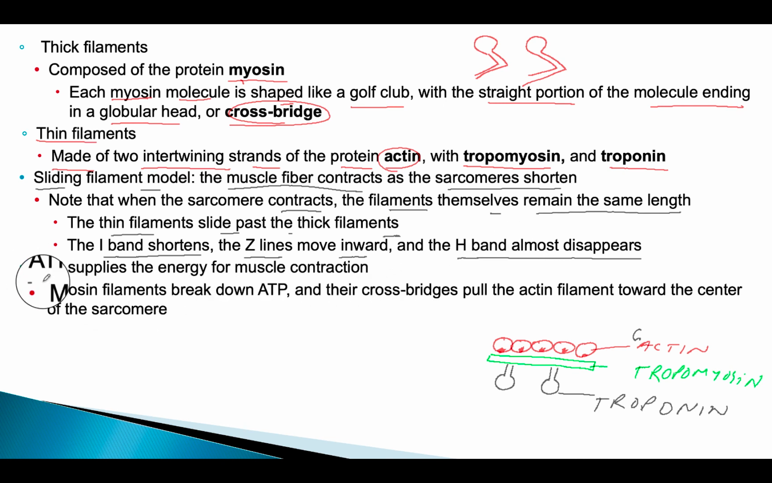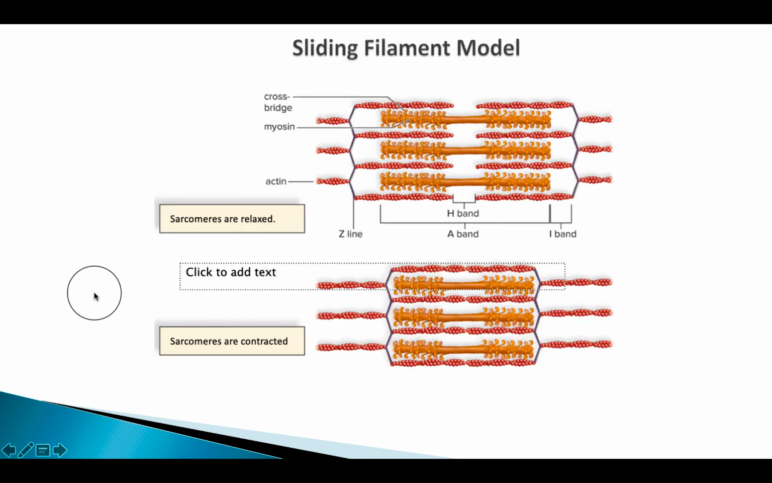You need ATP for energy in order for a muscle to contract. The myosin filament breaks down the ATP. Remember this right over here? We have the attachment for ATP right here at the myosin head. And the cross bridges pull the actin filament toward the center of the sarcomere. So what does it all mean? Let's take a look at our next slide over here. This is now our sliding filament model, and I will continue this in our next lecture.